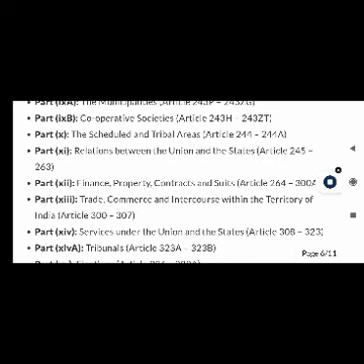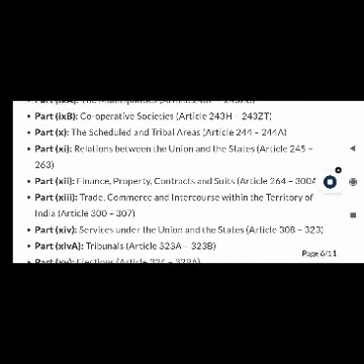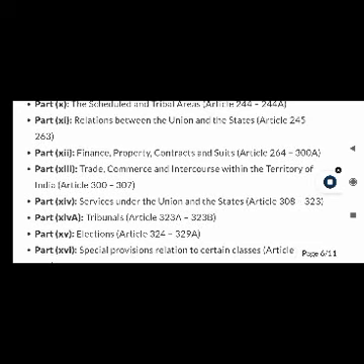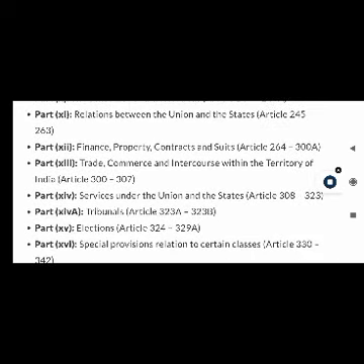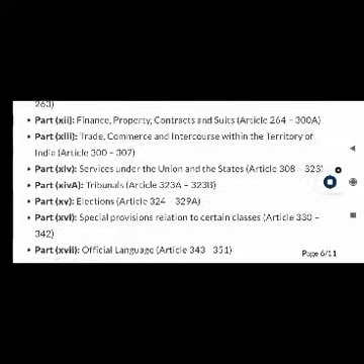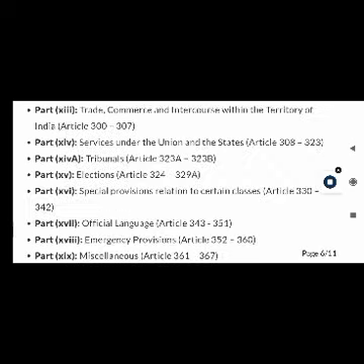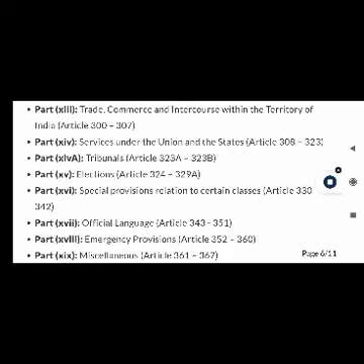Part X: The Scheduled and Tribal Areas, Article 244 to 244A. Part XI: Relations between the Union and the States, Article 245 to 263. Part XII: Finance, Property, Contracts and Suits, Article 264 to 300A. Part XIII: Trade, Commerce and Intercourse within the Territory of India, Article 300 to 307.